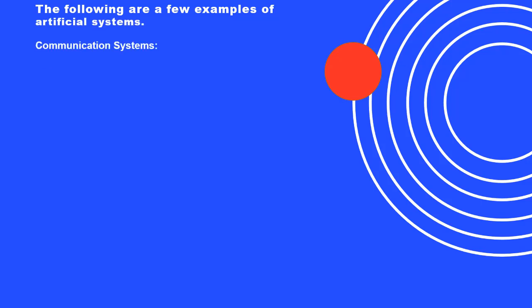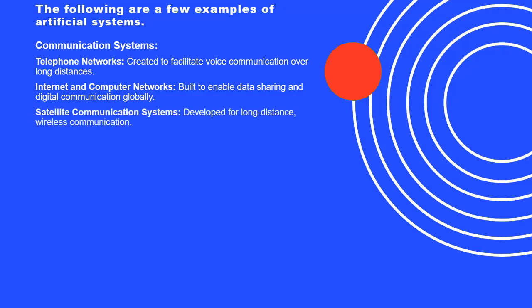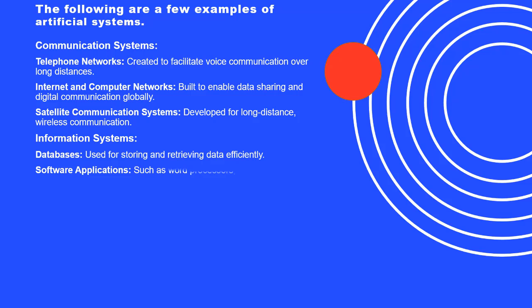Communication systems. Telephone networks created to facilitate voice communication over long distances. Internet and computer networks built to enable data sharing and digital communication globally. Satellite communication systems developed for long-distance, wireless communication. Information systems. Databases used for storing and retrieving data efficiently. Software applications such as word processors, spreadsheets, and video editing software.